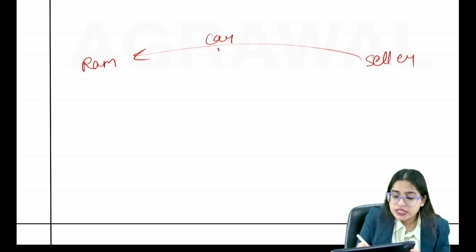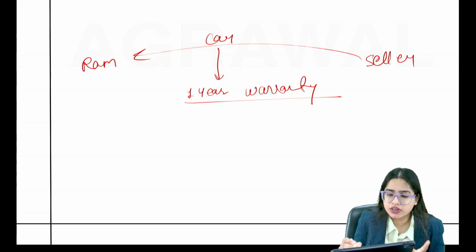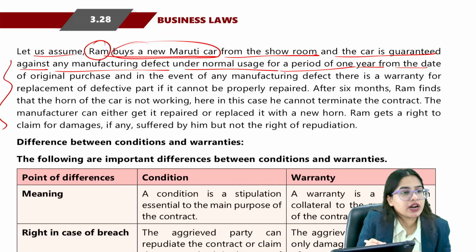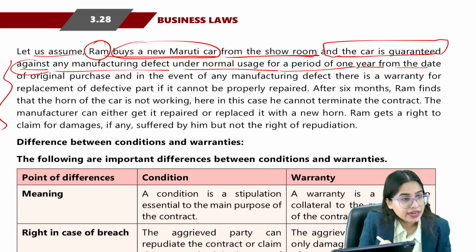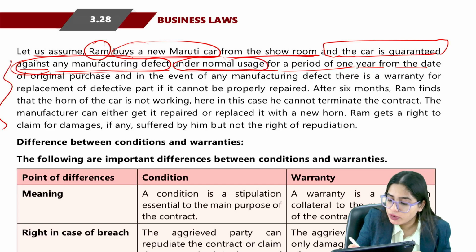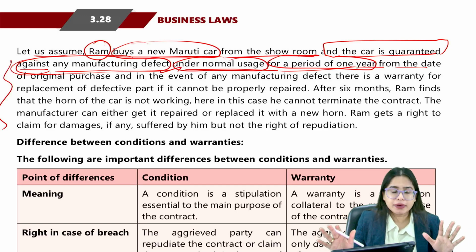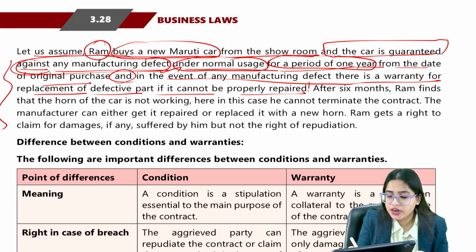Okay, now this car had a 1 year warranty from manufacturing defect, that within 1 year if anything happens we will rectify the defect. So please understand, Ram bought a Maruti car from the showroom and the seller said that we are giving you a guarantee against manufacturing defect under normal use for a period of 1 year. So the seller said we are giving you a 1 year guarantee against any manufacturing defect. So nothing will happen, the car will work properly for the next 1 year from the date of purchase. And in the event of a manufacturing defect, there is a warranty for replacement of the defective part if it is not repaired.